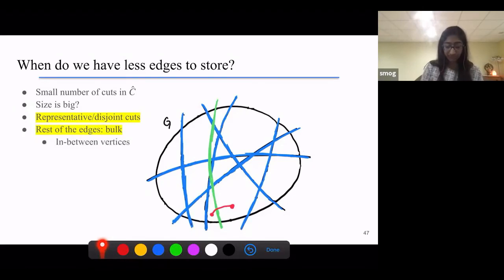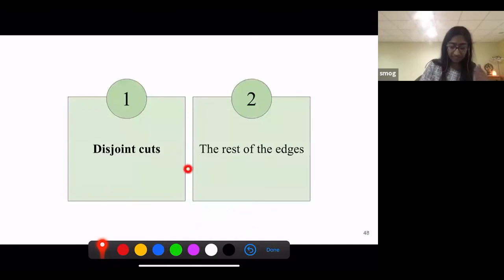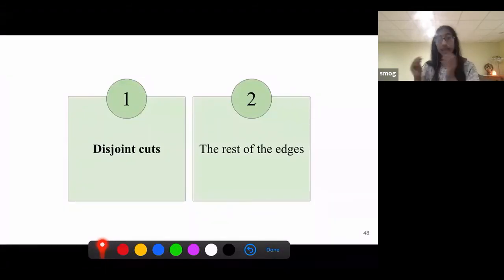So what have we said so far? We've said that we can take some set of representative cuts and pay for each of them separately. And then all the edges that we haven't counted yet, we can pay for in bulk.